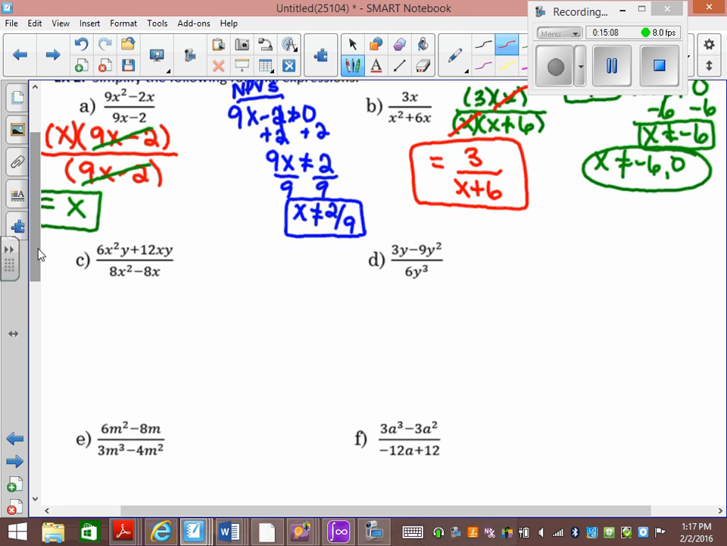It has to match exactly. Yes, if there's an x minus 6 on the top and an x plus 6 on the bottom, they would just stay, right? And it's yes, because x minus 6 and x plus 6 don't match.